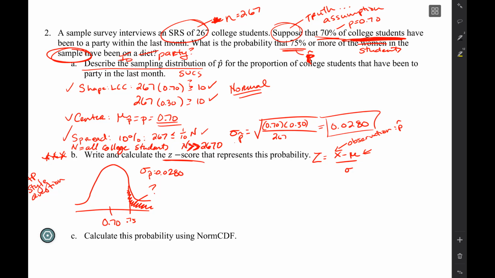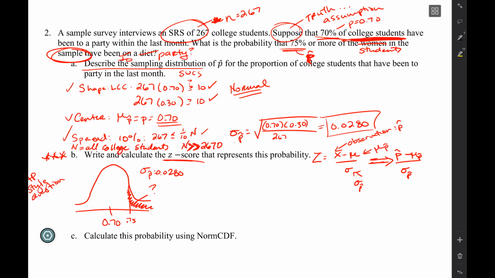Mu is just the mean of the distribution, but we are looking at the sampling distribution, so that's mu sub p hat. And sigma, well, that's the standard deviation of the distribution, the sampling distribution. So this all translates very neatly into this formula, where we have not x but p hat minus mu sub p hat divided by standard deviation of p hat.